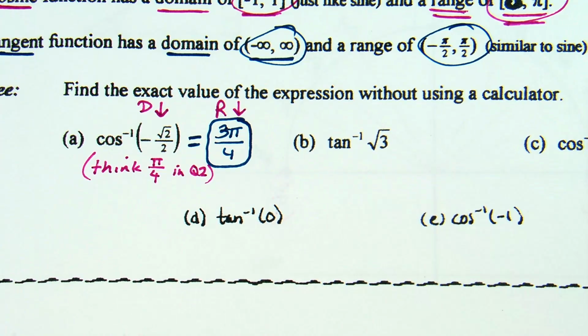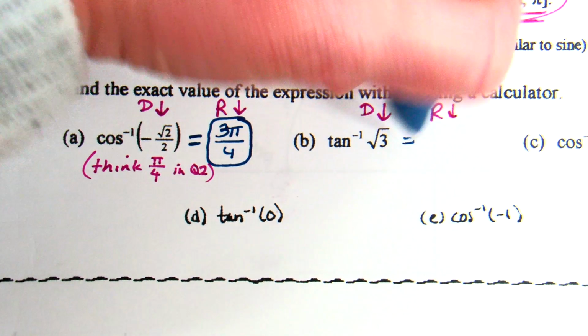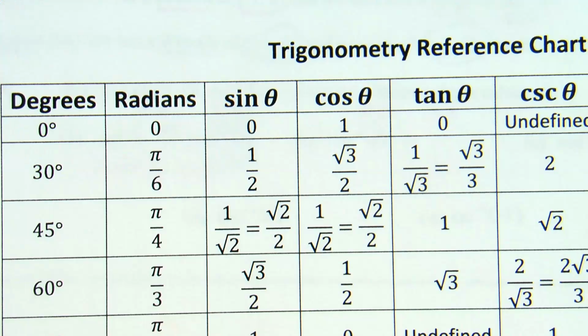Tangent inverse of square root of 3. Is my domain good? Yes, because the domain of tangent inverse can be anything. So domain is good. So let's figure out a range. When does tangent equal square root of 3? He says pi over 3. Do you guys like that answer? Are you looking at your chart maybe?